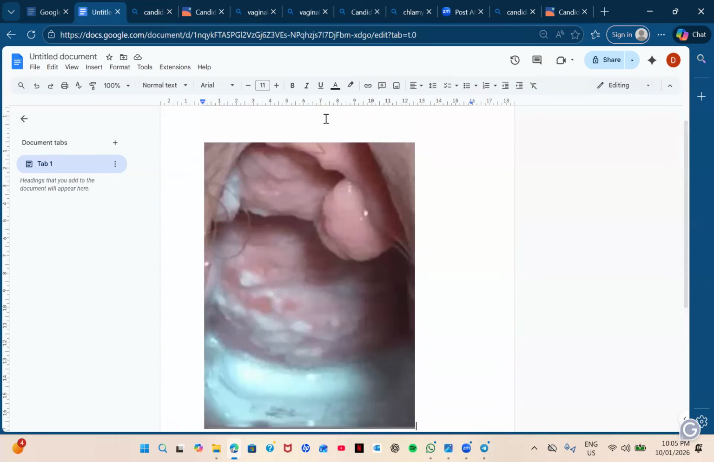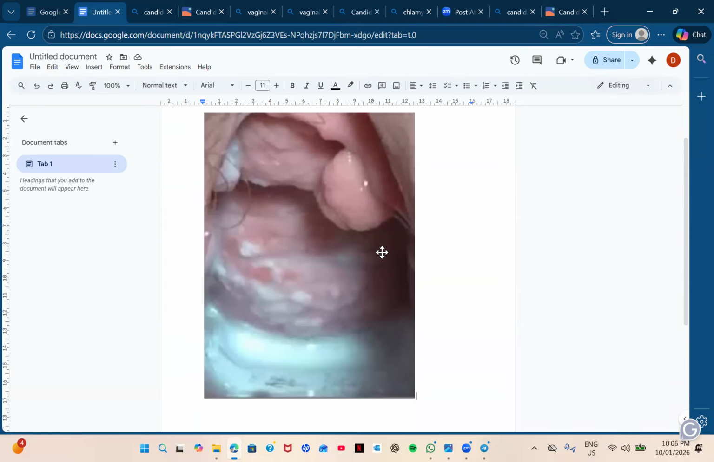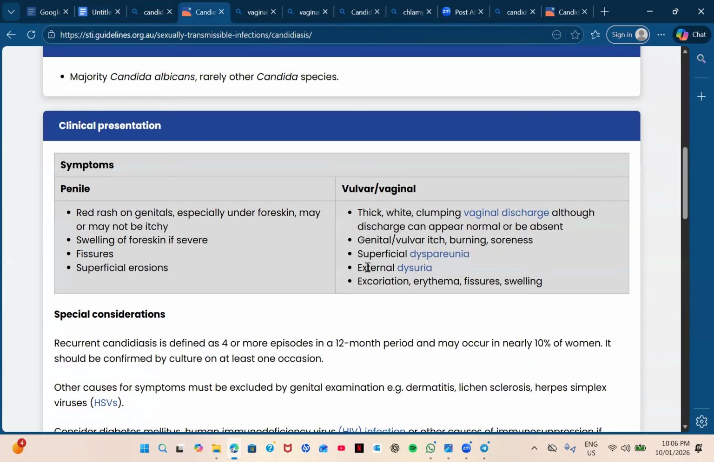I got this picture in my exam in November. So please remember this picture. If you want, you can take a screenshot. This is the exact picture they give for vaginal candidiasis. Please take a screenshot of it. I will share it in the group later.